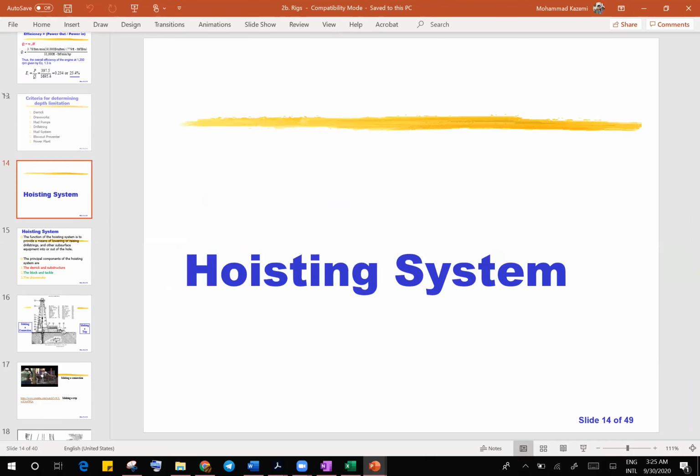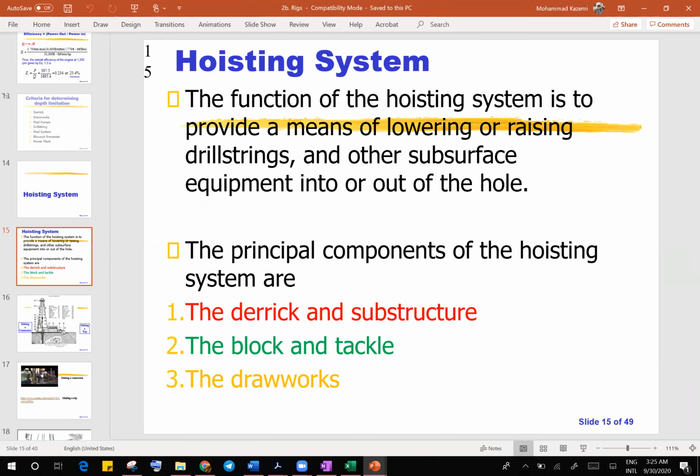So hoisting system is basically the part that is responsible for lowering and raising the drill string, right? And it provides a space on the top if you want to make connections or do tripping, a space on the surface that you can work with those drill string sections. But the main duty of the hoisting system is to provide the means to lower and raise the drill string. It has a derrick substructure system, and it has a block and tackle and drawworks.